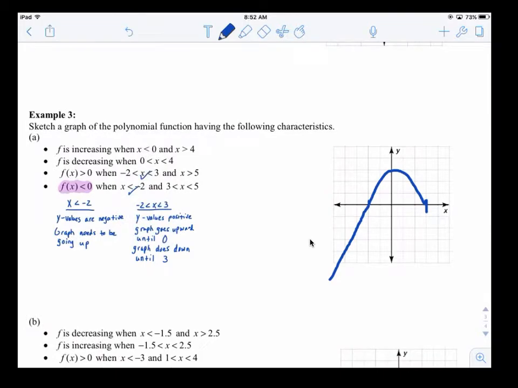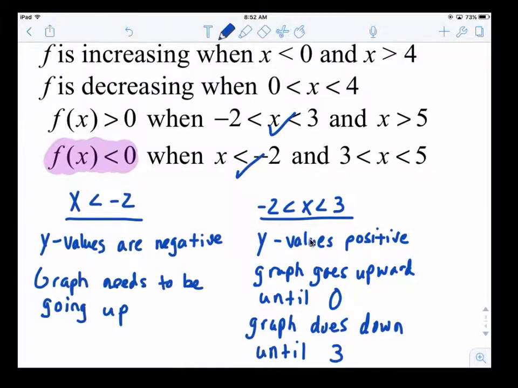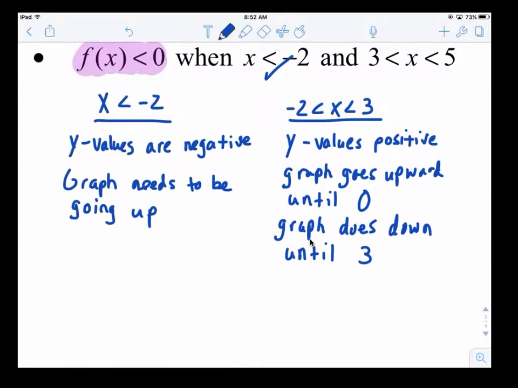Yeah. So that's what we figured out so far. We've done from less than -2, and then between -2 and 3. So what would the next piece be? Right. So now I want to do from 3 to 5. So 3 is less than x, which is less than 5.